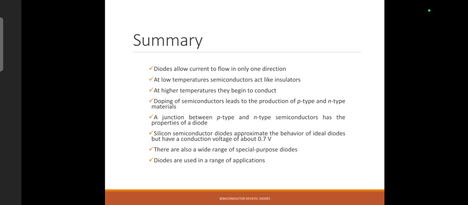We also learned about the practical silicon diodes, special purpose diodes such as LEDs, Zener, Schottky, tunnel, and varactor diodes, along with their important applications. Understanding these concepts forms the foundation of many electronic circuits and systems. So that's all about the semiconductor device diodes.